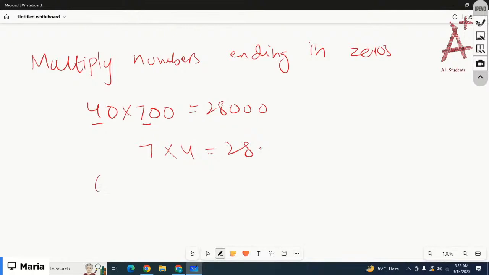Okay, the next one is 60 times 70. So just multiply the non-zero numbers. 6 times 7 is 42. Then you have two zeros, so it would be 4200. That means 60 times 70 is 4200. That's how you multiply numbers ending in zeros.